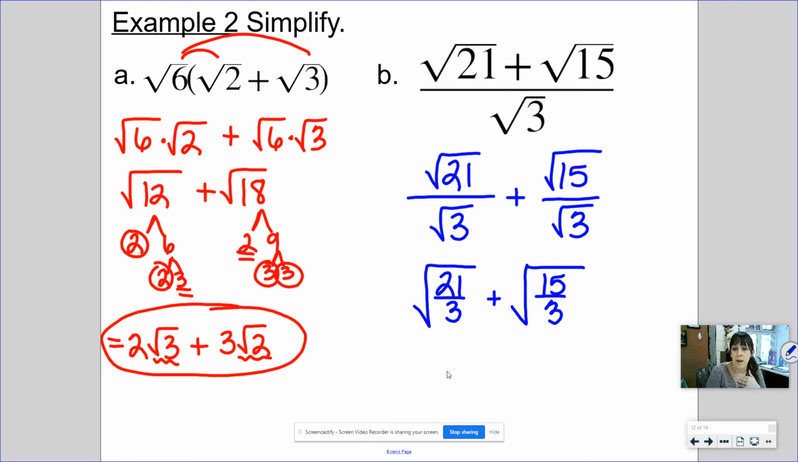So I'm going to do that, and then I'm going to say 21 divided by 3 is 7, and 15 divided by 3 is 5. So that takes me to here. And then I would simplify, except I can't here, so skip that step. Look for like radicals. These are not like radicals because they have different inside numbers, so you would be done.